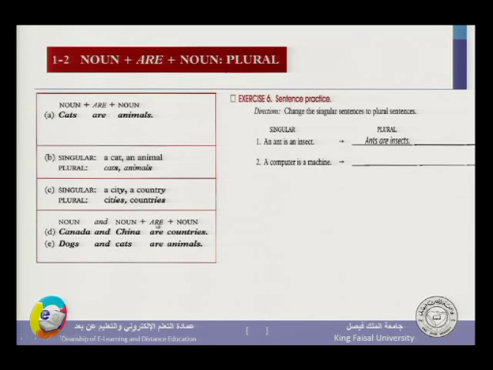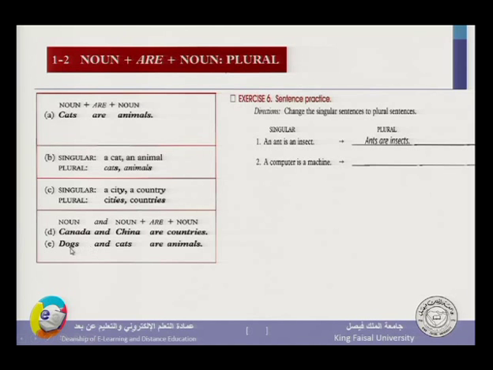We say Canada and China, yes, very good, are countries, not is country. If I say Canada alone, Canada is a country, but Canada and China are countries. Dogs and cats are animals, because here again we have plural nouns. Dogs and cats are animals.